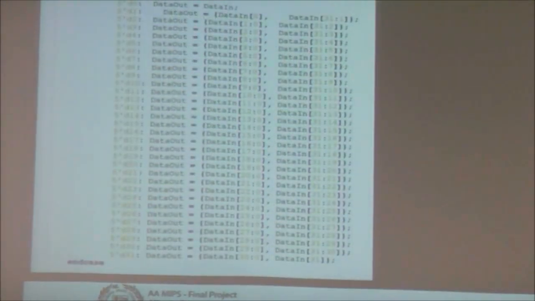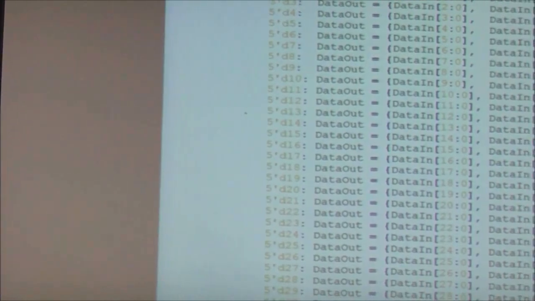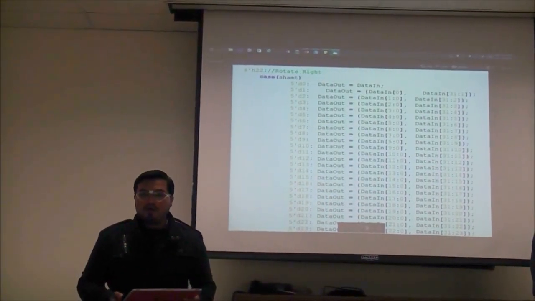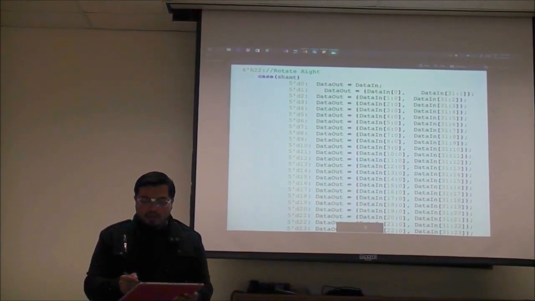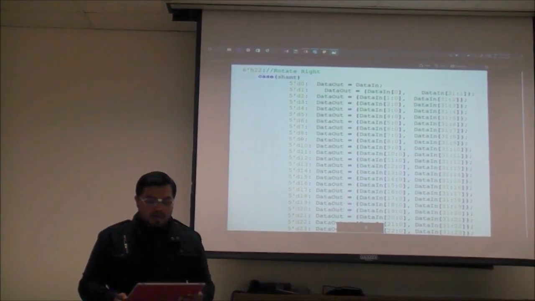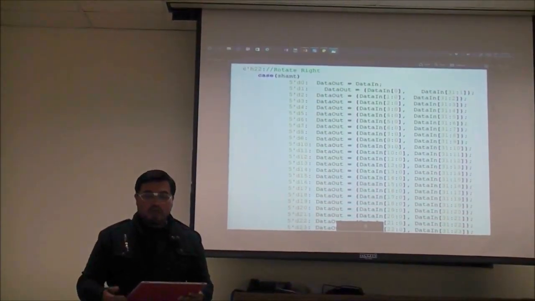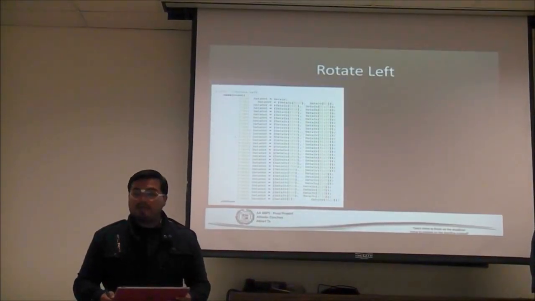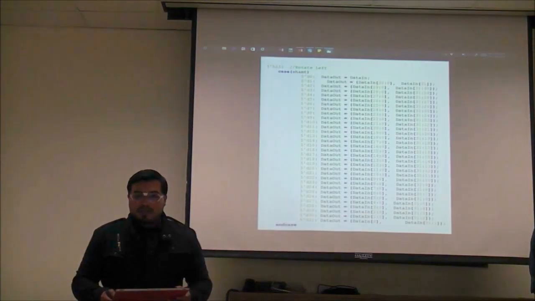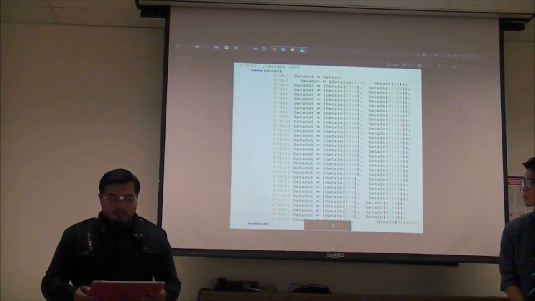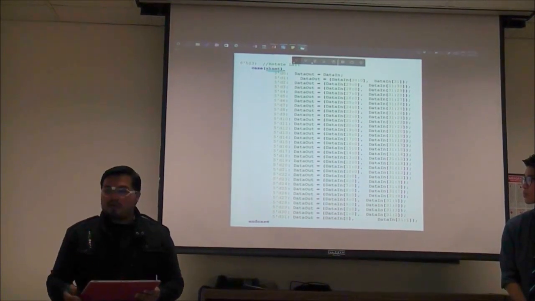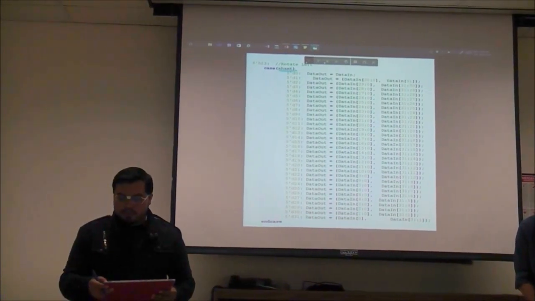Rotating right. This is just one big case statement, as you can see right here. There's not much to it other than making sure that you're putting the bits in the proper order. And we do have the benefit of rotating up to 31 times. The rotate left is the same concept. It's just one big case statement, and depending on the shift amount, that's the number of times we rotate.